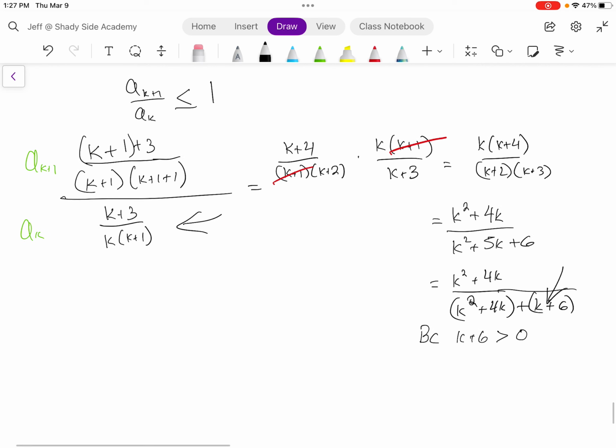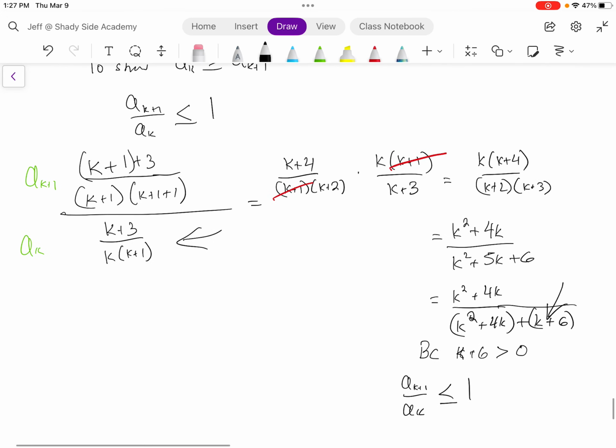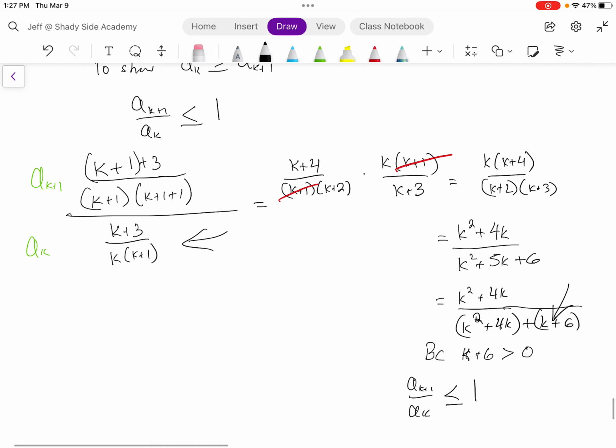And we know that's always true. It's really greater than 6 all the time, right? Because k plus 6 is greater than 0, a sub k plus 1 over a sub k is less than or equal to 1. Right, so that's what proves it, not a limit. This is what proves it.